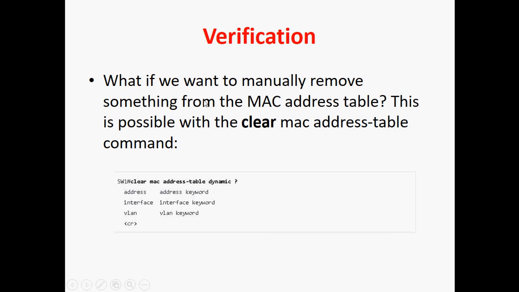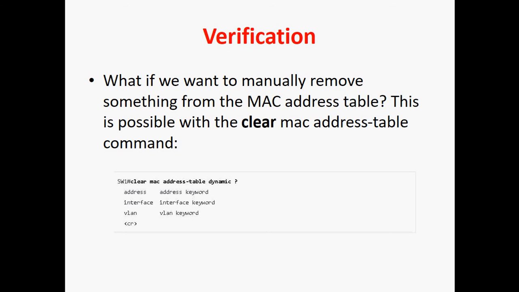What if we want to manually remove something from the MAC address table? This is possible with the clear mac-address-table command. You have to give clear mac-address-table dynamic. In case you want to remove one particular MAC address, you have to give address, then mention the MAC address. Otherwise, if you want to clear the MAC addresses learned through a particular interface, you have to give interface and mention that interface name.